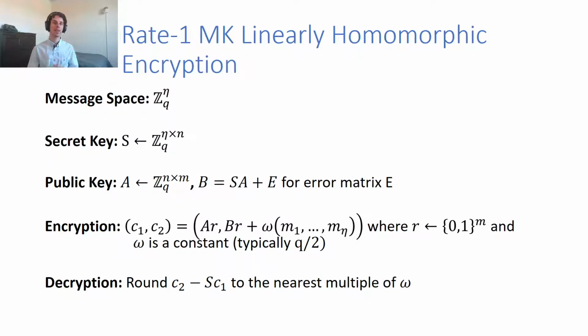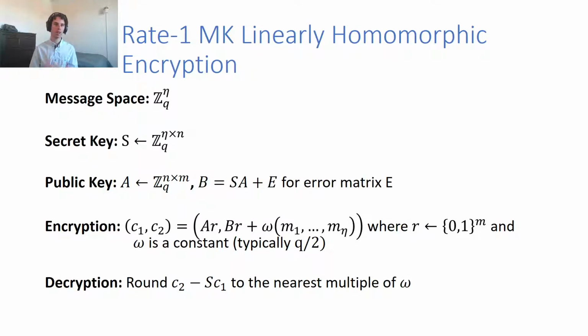The secret key will be a random eta by n matrix, where n is a parameter which is chosen both for security and for efficiency. The public key will consist of 2 components. The first will be a randomly chosen matrix A of dimension n by m, where m is, similarly to n, a parameter which is chosen both for efficiency and security. And the second component of the public key is going to be s times A plus some error matrix e.